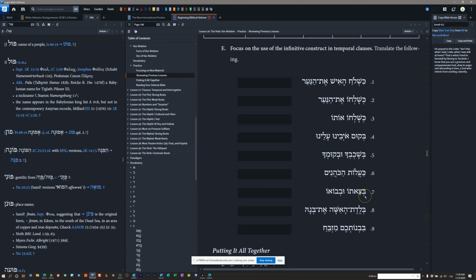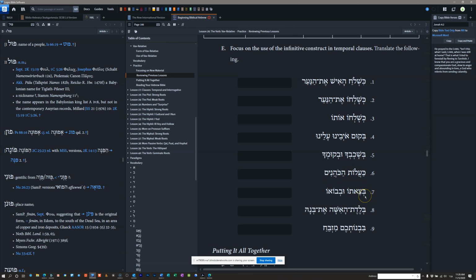Now, I think all of these assume that the noun following the infinitive, or the suffix, is the subject of the infinitive rather than the object of it, but it seems to make sense that way. All right, let's see, exercise F. Let's go with number 4 here.